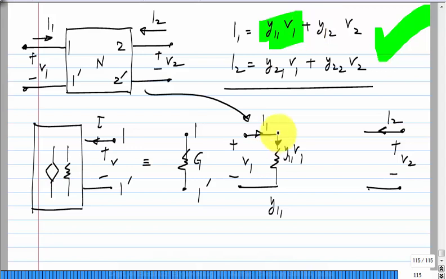Yeah. So, all we are doing is simply we have a sum of two currents. Okay. So, we have to put two things in parallel. Now, the first one, it is a current that is proportional to V1 itself. So, it will be a conductance of value Y11. The second one, it is a current, but that is dependent on voltage elsewhere. So, it has to be a voltage controlled current source. The value of the voltage controlled current source is just Y12 V2. Okay. What about the other side?